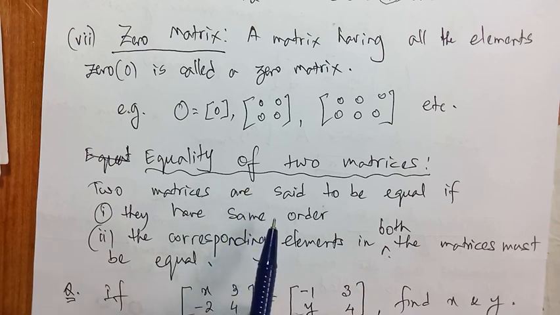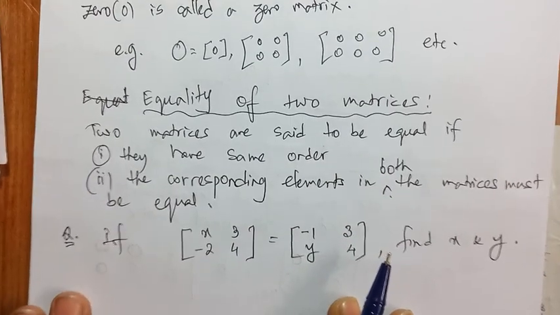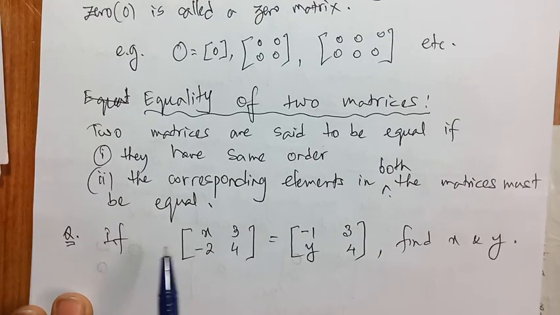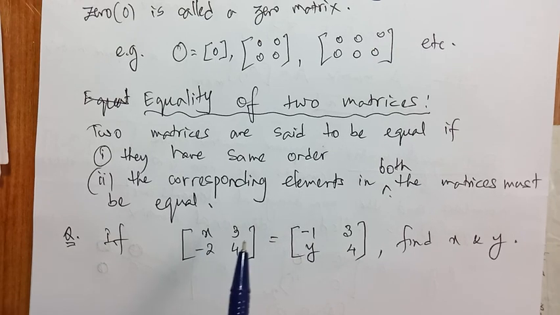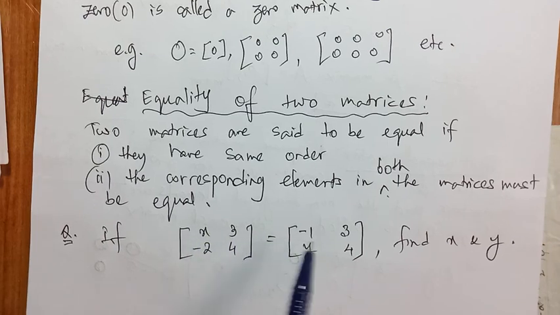So based on the equality of two matrices, I have given a question here. You see these two matrices are equal. So both are having the same order, and also it is given that both the matrices are equal, under that condition you are asked to find the values of these two unknown quantities x and y. These unknown quantities are available in these two matrices. So how to find the values of these two unknown quantities x and y? As these two matrices are equal, their corresponding elements will be equal.